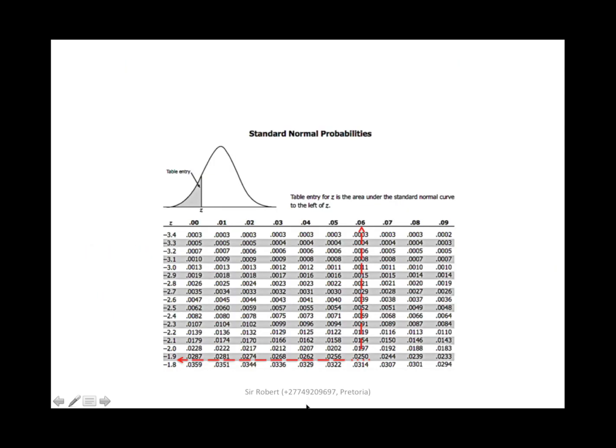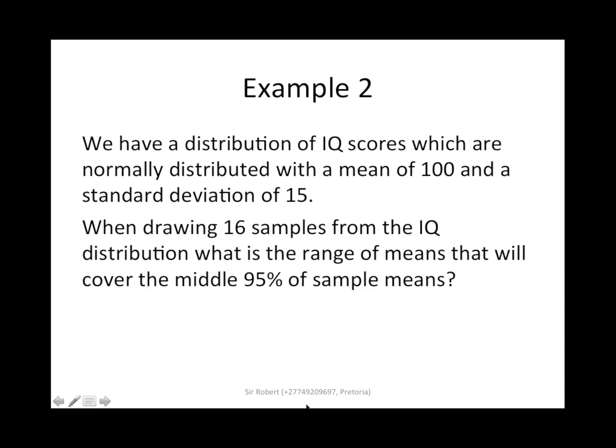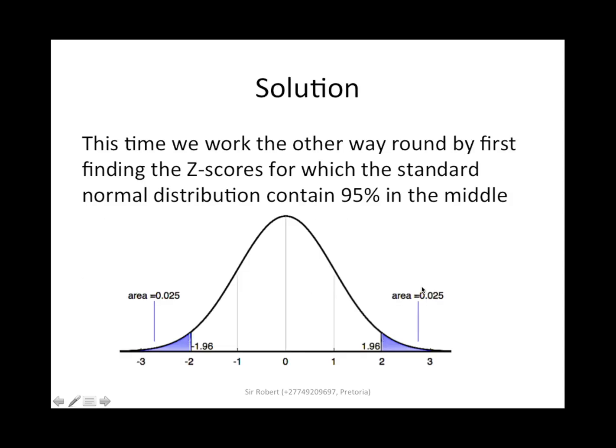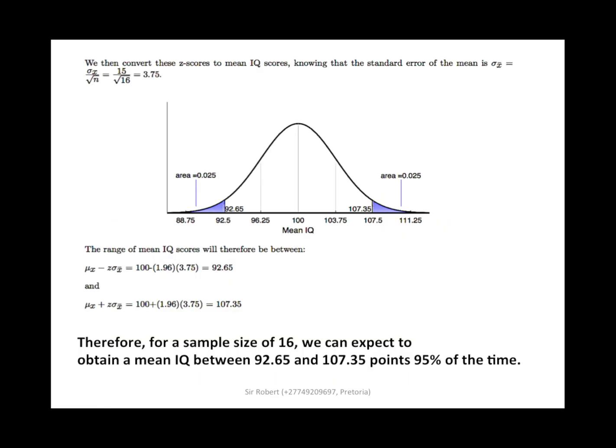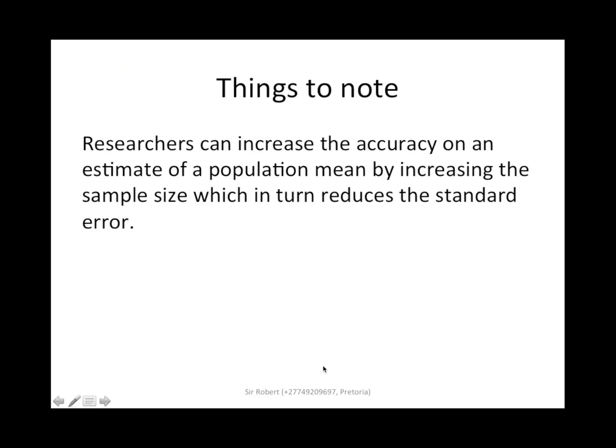Remember the question was: when drawing 16 samples from the IQ distribution, what range of means covers the middle 95%? So the range is 92.65 to 107.35. This is the range. That's why we're saying it's between. So it's a range. Let's move on.